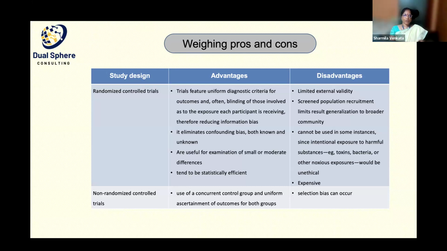And when it comes to non-randomized controlled trials, the advantages are that they still use a concurrent control group, meaning results can be compared across groups. Outcomes are measured with similar rigor in both groups. As for disadvantages, the biggest problem is selection bias. If there is no randomization, there will be bias, and groups may differ systematically in ways that affect the outcome. So non-randomized trials are useful when randomization isn't feasible, but the results must be interpreted with caution.